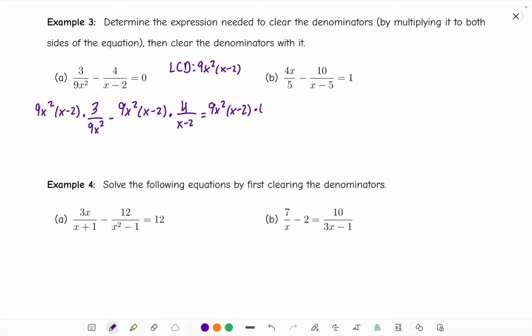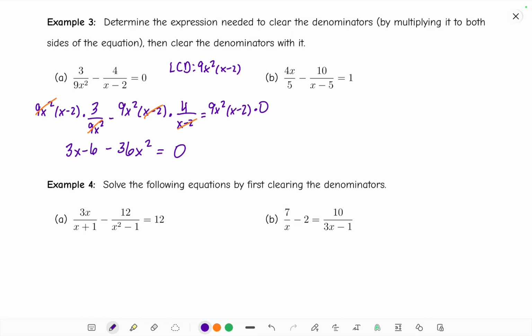Even the right-hand side of the equation. So the 9x squared cancels out, and we get 3x minus 6. The x minus 2's cancel out, so we get negative 36x squared. And 0 times anything is 0, so we get 0. So there, we cleared the denominators.